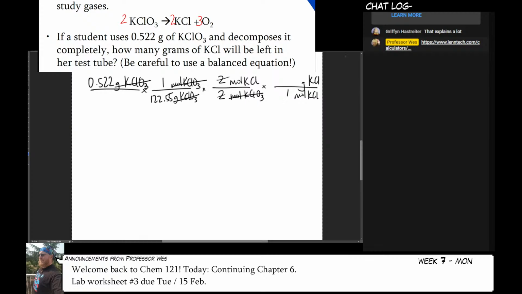And then finally, grams per mole of KCl. We'll just go back to Lenntech, and I'll just delete, enter. 74.55. So let's punch that all in the calculator. 0.522 times 2 times 74.55 divided by 122.55 times 2. And if you don't include the 2's in there because you cancel them, totally fine. All right, there's the mass of KCl that I got.